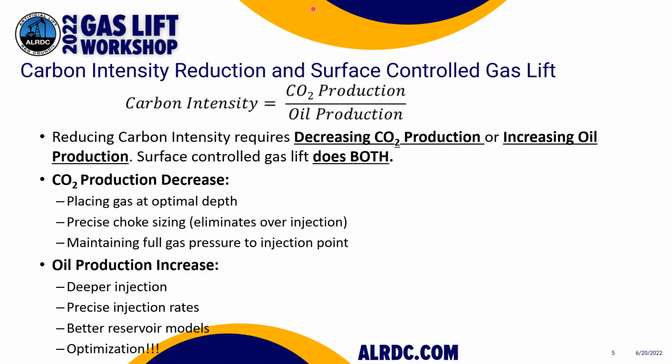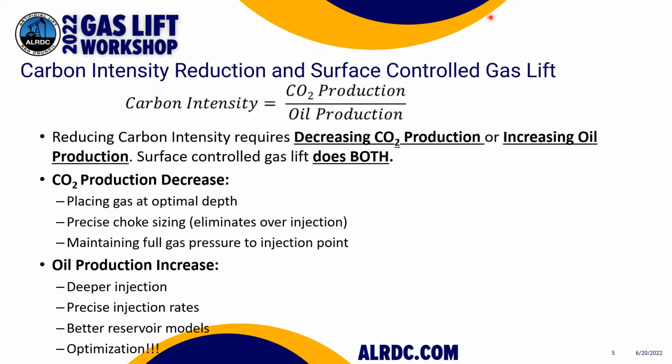So, to summarize, here's the equation that I'm using for carbon intensity. It's CO2 production, which is the amount of CO2 created while you're, in the case of gas lift, it's mostly due to compression services, so compressing the gas that will be injected, divided by oil production. So if you want to decrease a number such as carbon intensity, and it's a fraction, the choices are to either decrease the numerator or increase the denominator. How can you do that?